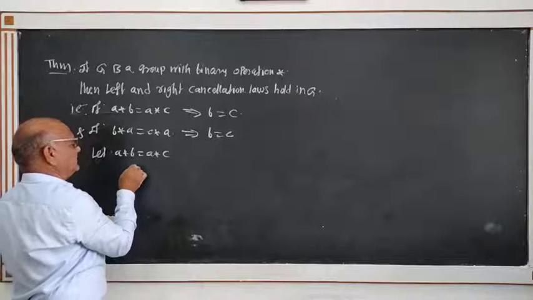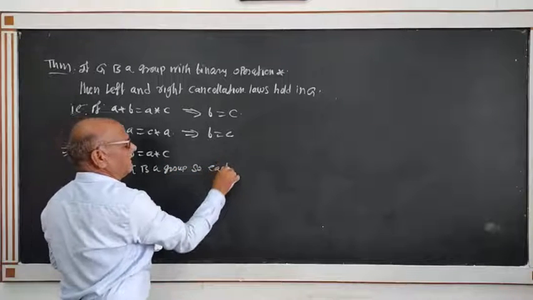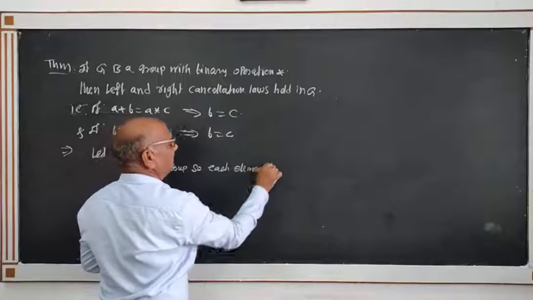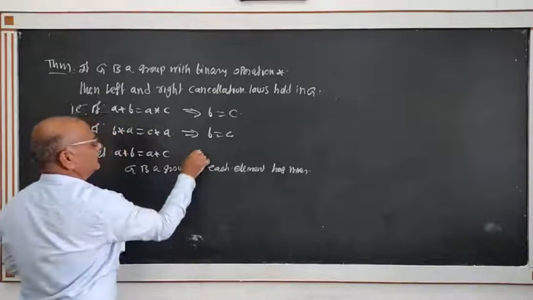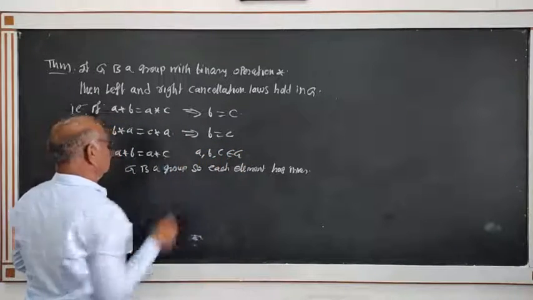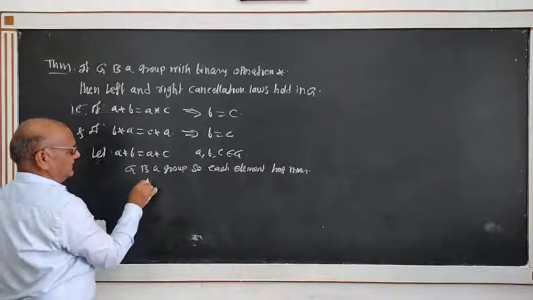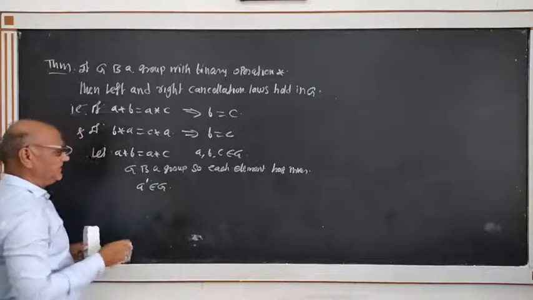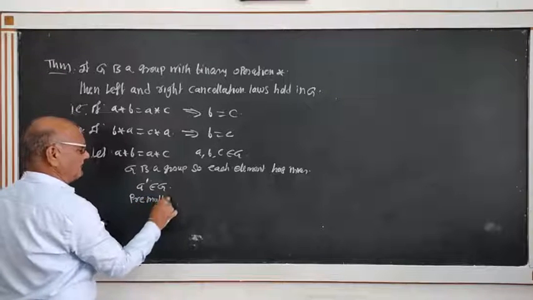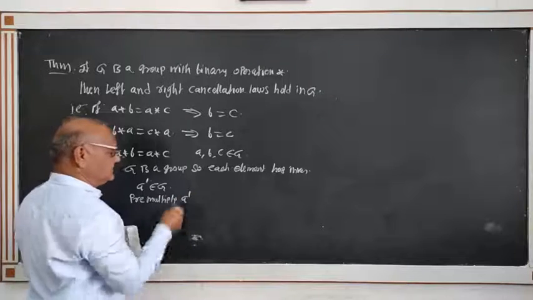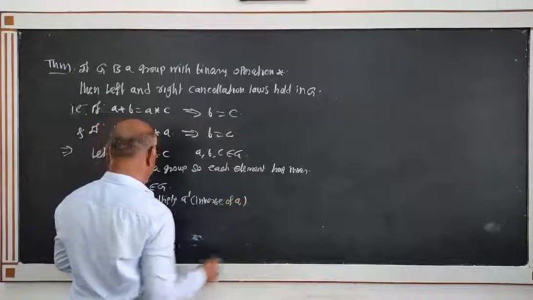Now, G is a group. So each element has an inverse, where A, B, C belong to G. Therefore, A dash belongs to G. Pre-multiply by A dash, both sides. A dash means A inverse, the inverse of A.